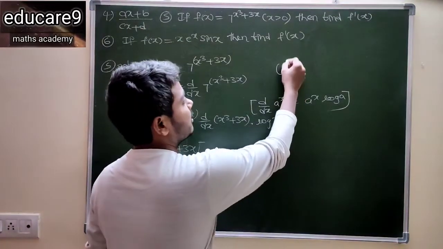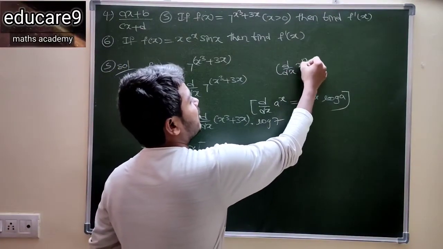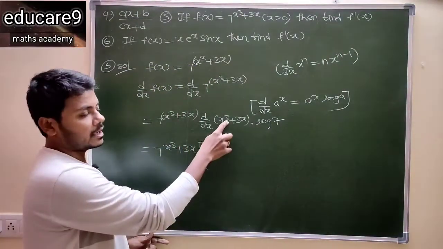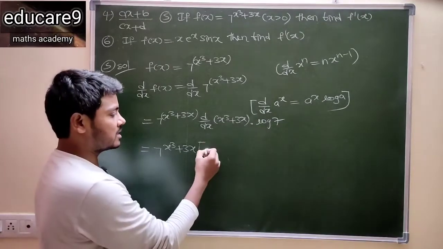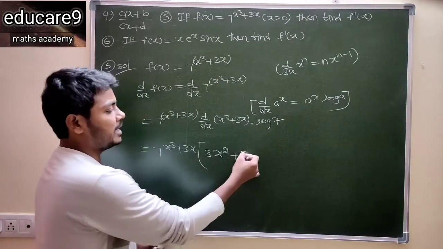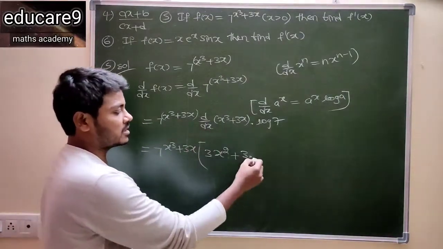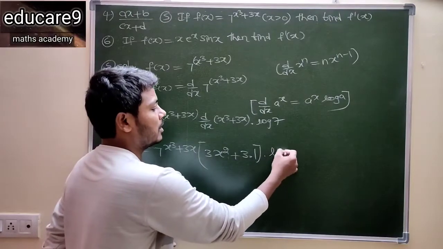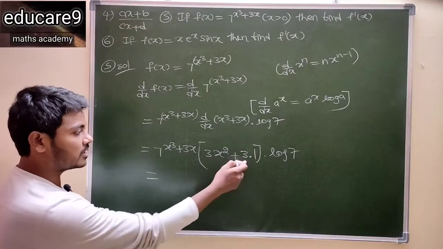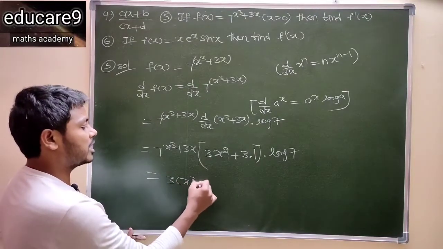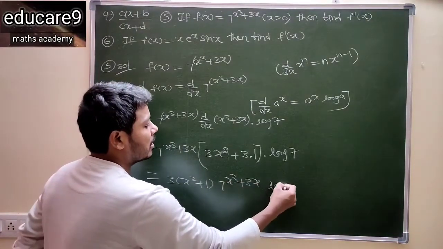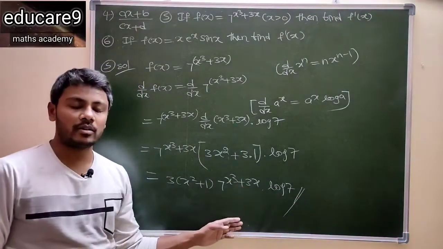So here you know that d by dx of x to the power of n is n into x to the power of n minus 1. Here in place of n, 3 is there. This can be written as 3 into x power 3 minus 1, that is 2, plus 3 into d by dx of x, that value is 1, into log 7. So first write this one. Here 3 is common: 3 into x square plus 1 into 7 power x cube plus 3x into log 7. So this is the required answer.